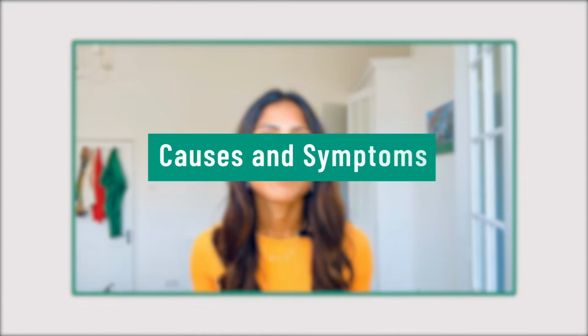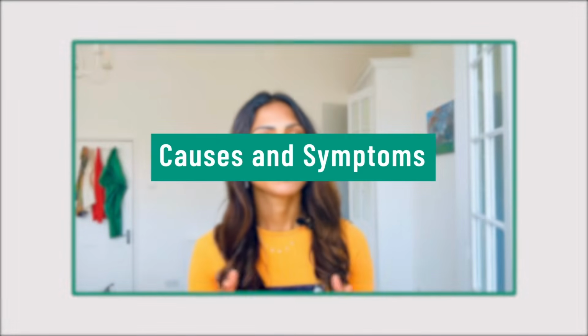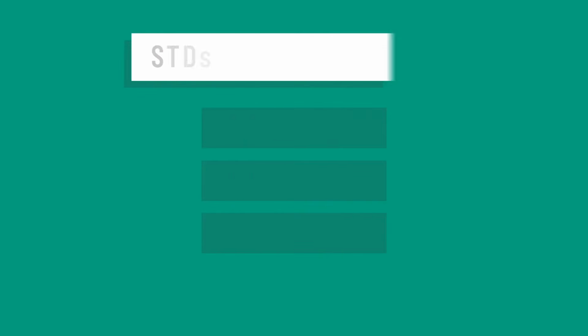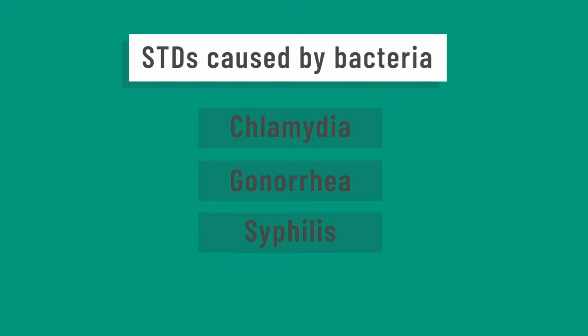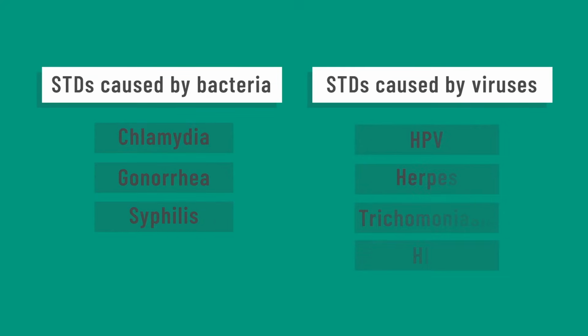Common STDs, their symptoms and their causes. So there are different types of STDs, each with its own list of symptoms. Your genital areas are warm and moist, which is an ideal environment for bacteria, viruses and parasites to grow. Here you can see the STDs which are most commonly caused by bacteria. And on this list, you can now see the common STDs caused by viruses.